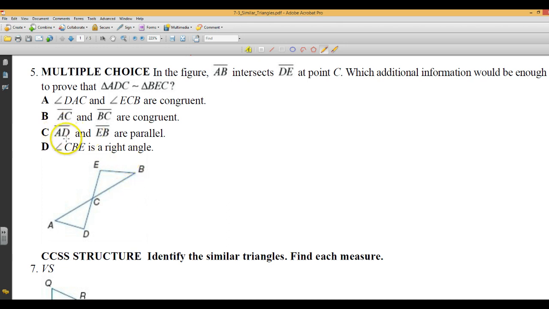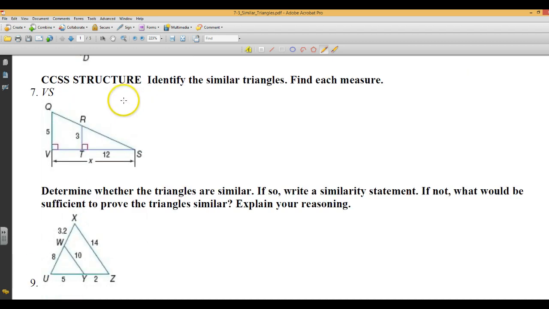C says AD and EB are parallel. So if these two lines are parallel, then our alternate interior angles here and here would be congruent. And therefore the triangles are similar by angle-angle. We have two pair of corresponding angles congruent. So it is C, in fact.